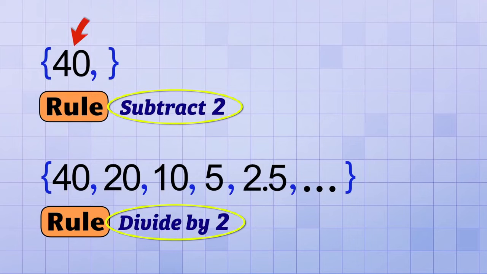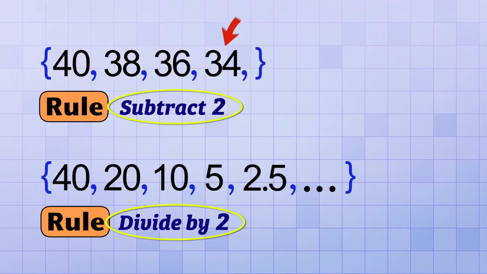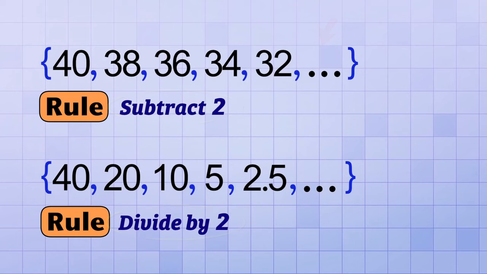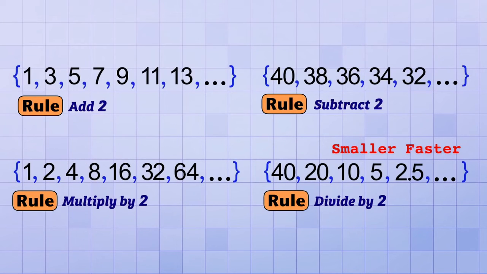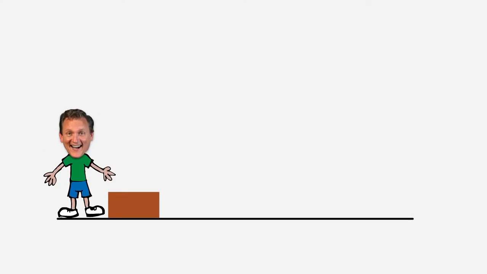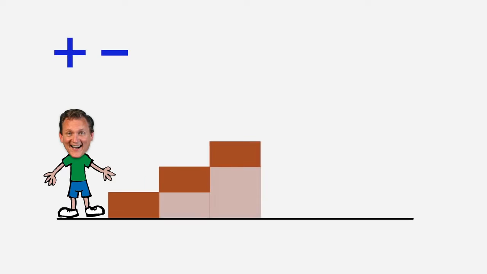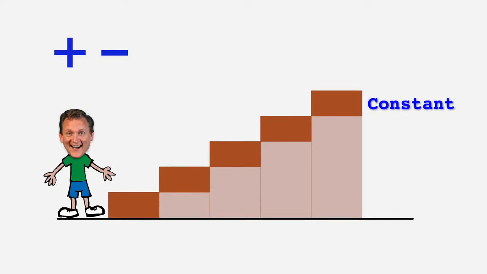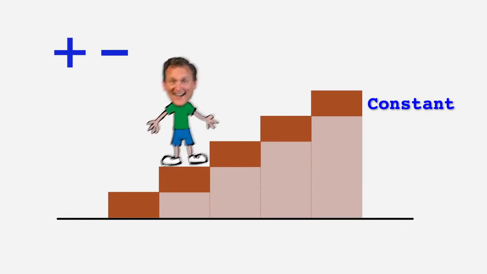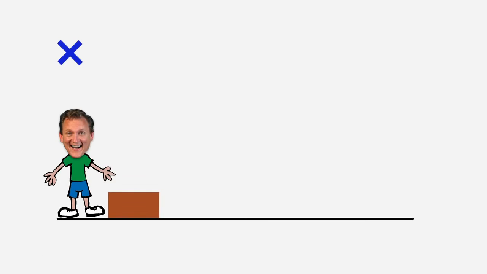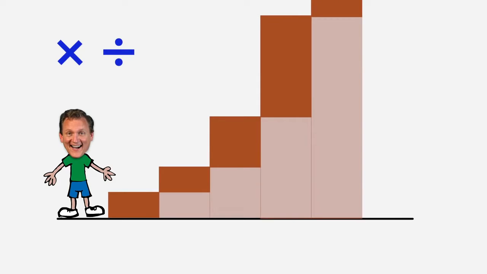In that case, you'd get 40, then 38, then 36, then 34, then 32, and so on. Notice how the sequence that's based on the division rule gets smaller much faster than the sequence that's based on the subtraction rule. Just like the sequence that's based on multiplication got bigger much faster than the one based on addition. That's because when you keep adding or subtracting the same amount, the sequence changes by a constant amount each step, just like going up or down a normal flight of stairs. But if you multiply or divide each time, the sequence changes by an increasing or decreasing amount each step.